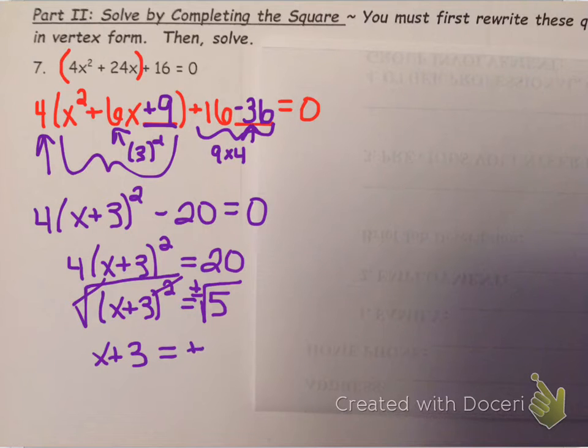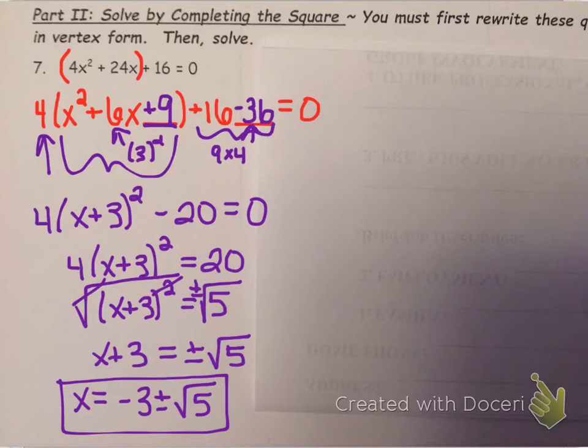And this time around, we get plus or minus the square root of 5, and there's nothing that can be done with it. It can't be simplified. So we leave it as that irrational number, that square root, and then we subtract the 3 to move it to the other side. And so we get negative 3 plus or minus the square root of 5. And so that one is solved. It's done. Okay?